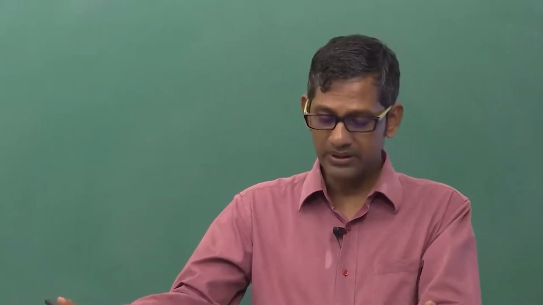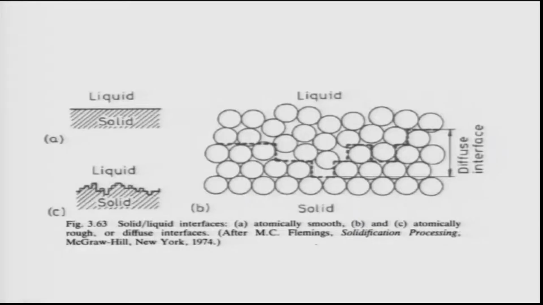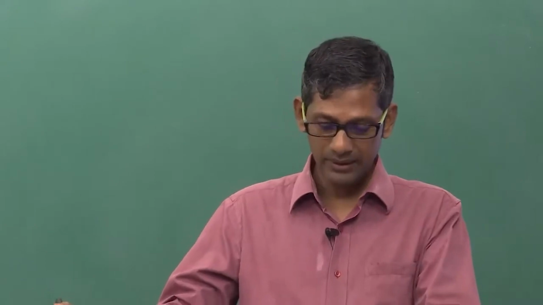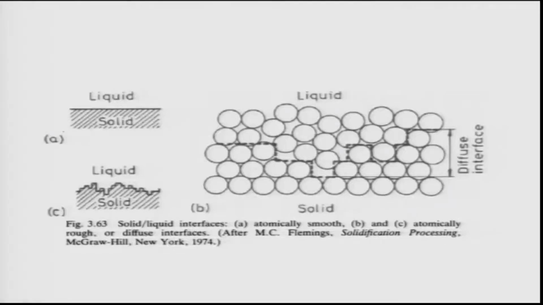So there are two types of surfaces created. One is known as atomically smooth, which is A, and the other is atomically rough. These are very confusing terms for the students. Atomically smooth means it's smooth. What do you mean by smooth? With smooth we mean that it's a very nice surface, and rough means we assume there are a lot of jagged things. As you see here, the atomically smooth surface is A, and B and C are atomically rough and atomic diffuse interface.